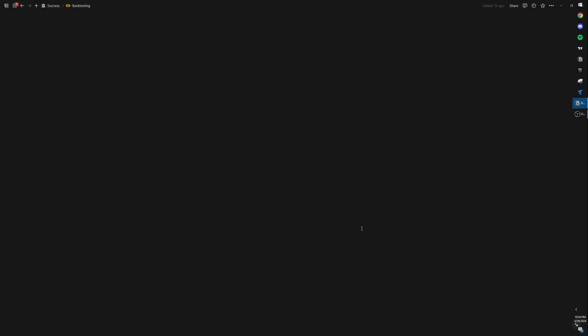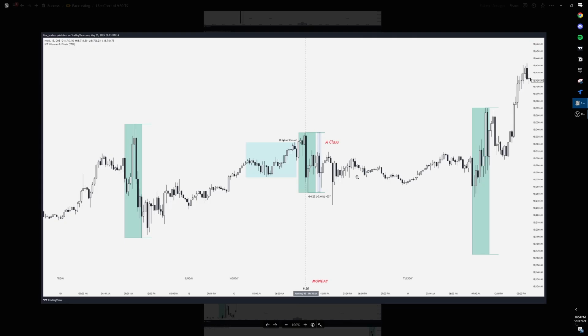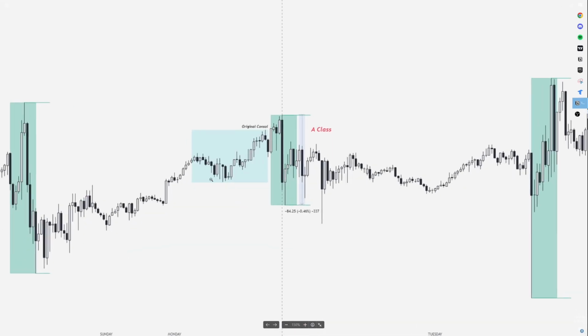So let's go back into it. A class here, same exact kind of concept, original consolidation. Starts to leave it at 8:30. Consecutive candles just kind of closing up. There's no real Judas swing that we're leaving. No change in state of delivery on a 5-minute or even on 15.